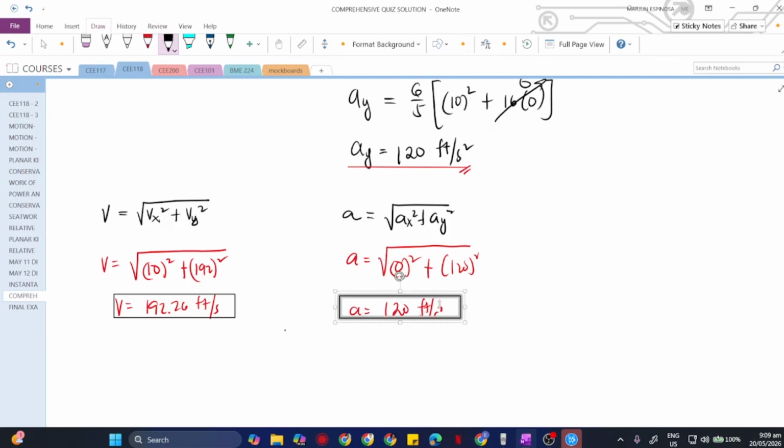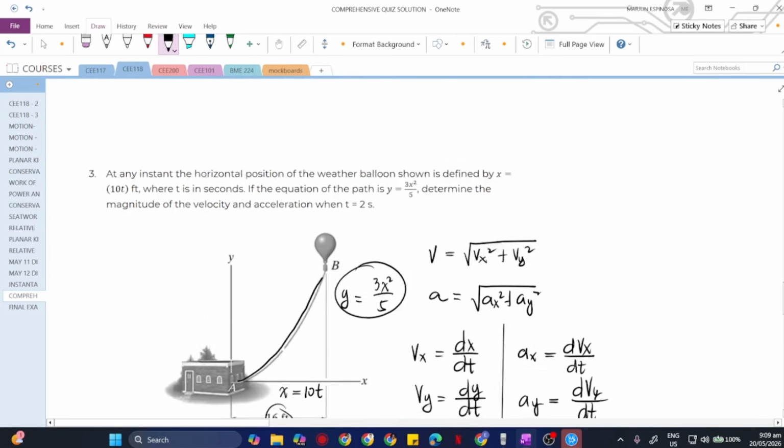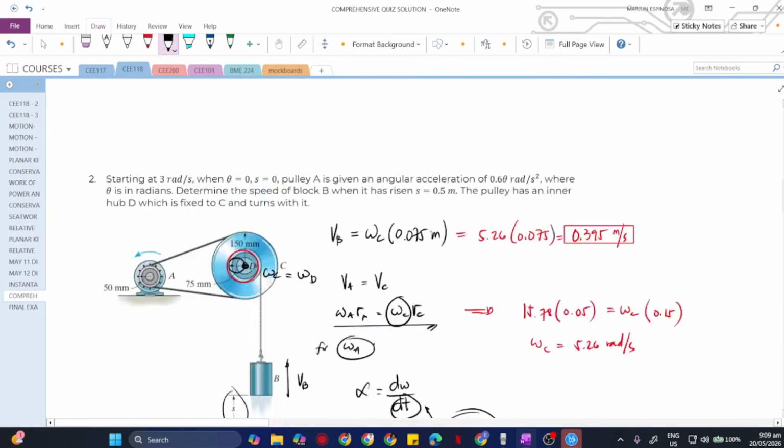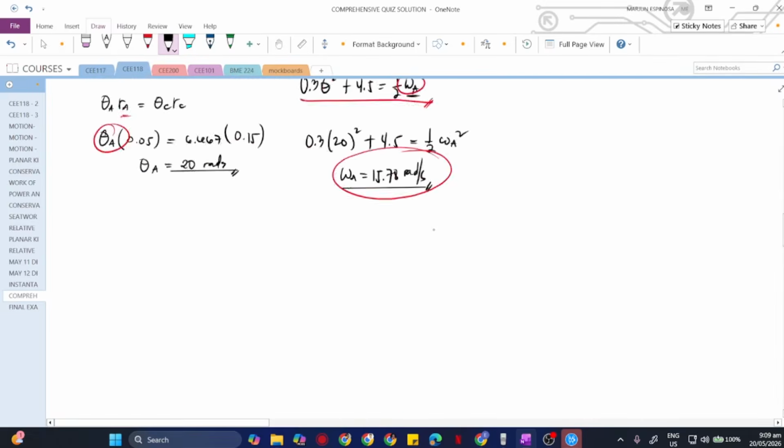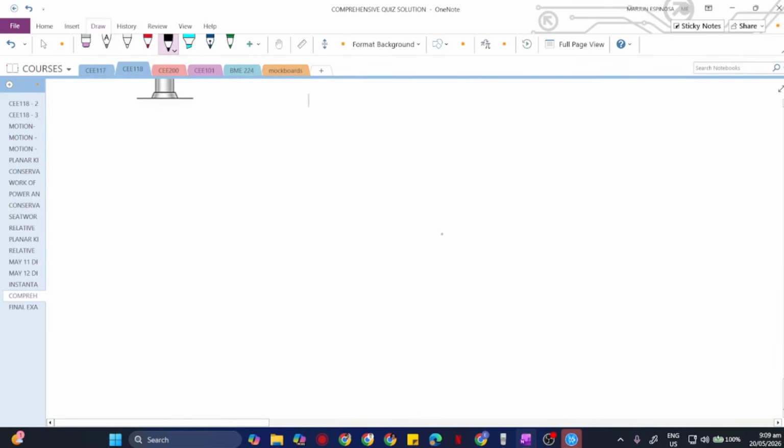Okay. So, yan na yung sagot natin for this third problem. So, ilang problem na ba na-solve natin? Tatlo. And then, last na to, no?